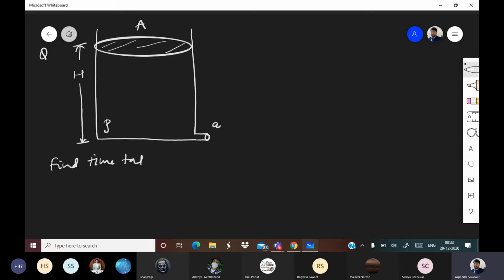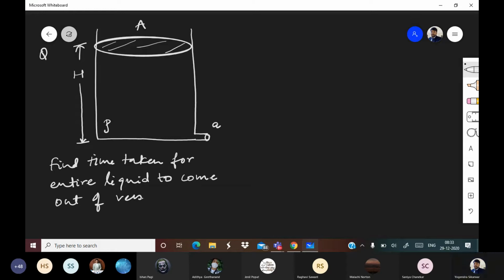Find time taken for entire liquid to come out of vessel. So the basic question is that how much time it will take for entire liquid to come out of vessel. Please find.